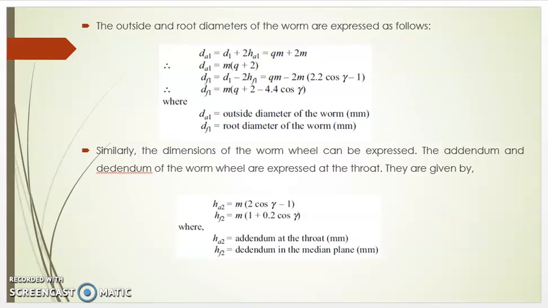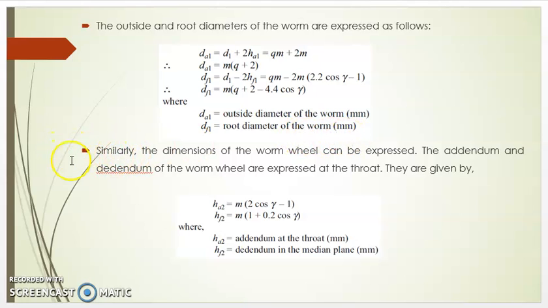The outside and root diameters of the worm are expressed as follows. DA1 is equal to D1 plus 2HA1, which is equal to QM plus 2M. Therefore, DA1 is equal to M into (Q plus 2). Similarly, DF1 is equal to D1 minus 2HF1, which is equal to QM minus 2M into (2.2 cos gamma minus 1). Therefore, DF1 is equal to M into (Q plus 2 minus 4.4 cos gamma), where DA1 is equal to outside diameter of the worm and DF1 is equal to root diameter of the worm in mm.